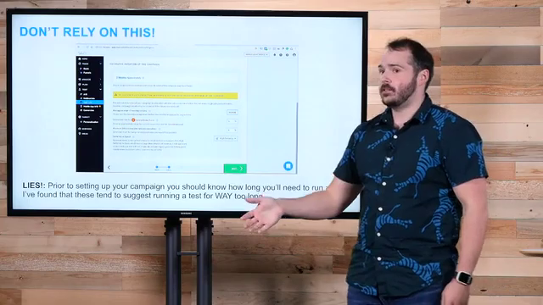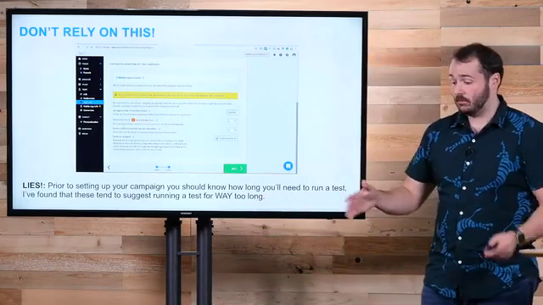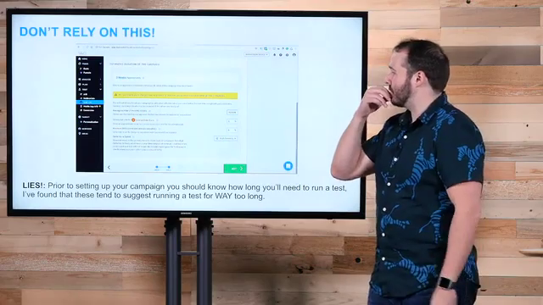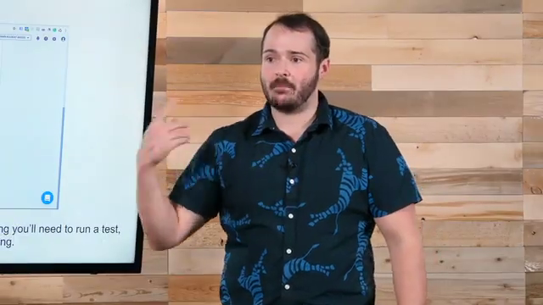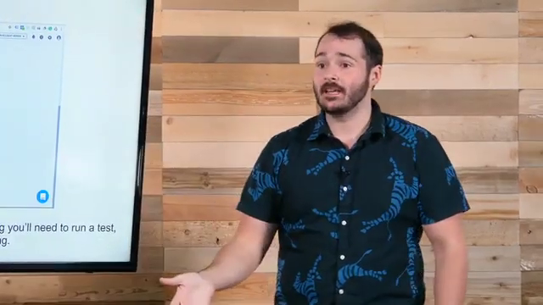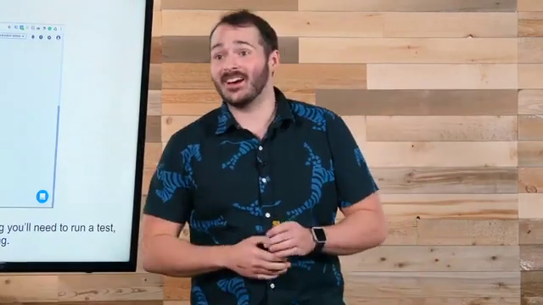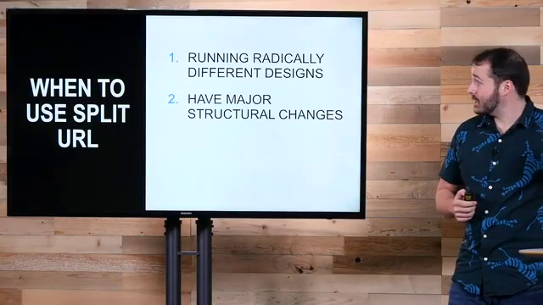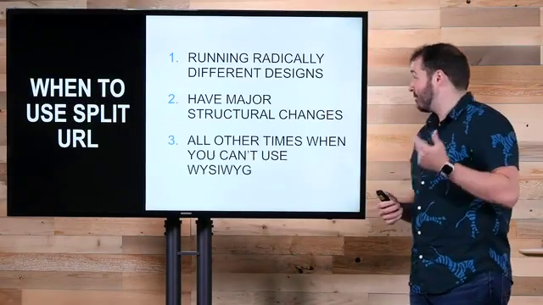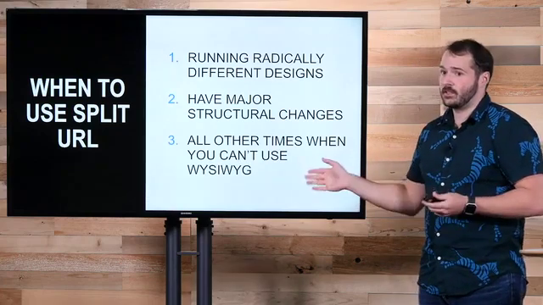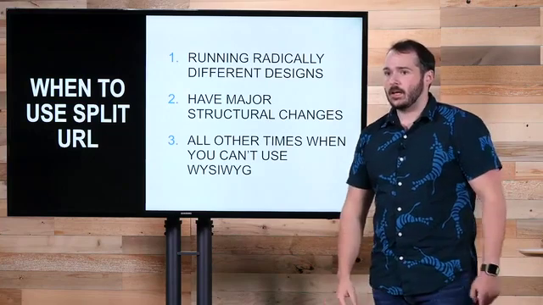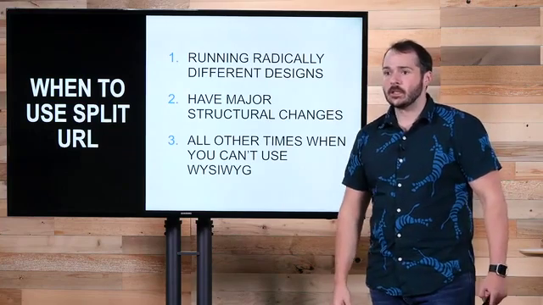What I'm gonna teach you how to do in section 4, in a little bit, is how to schedule a test and think about the math backwards so you know how long it's going to take. I also have a handy calculator that you can use for that. So when do you split URL tests? Running radically different designs, major structural changes, all other times you can't use WYSIWYG, and I guess the fourth would be just do this. It's so much easier to do.